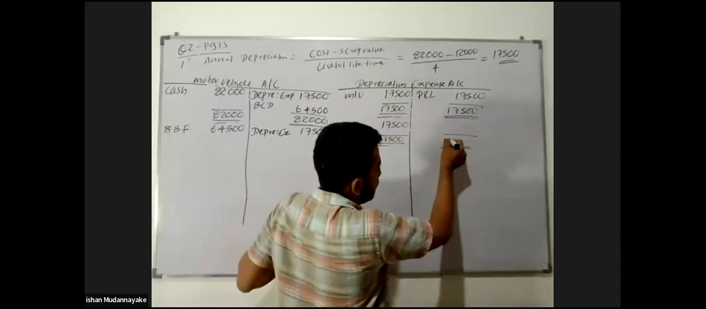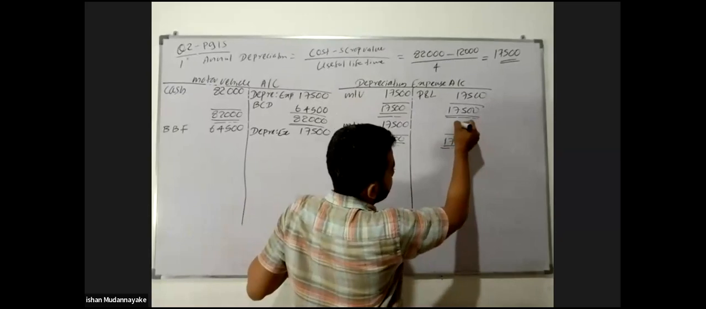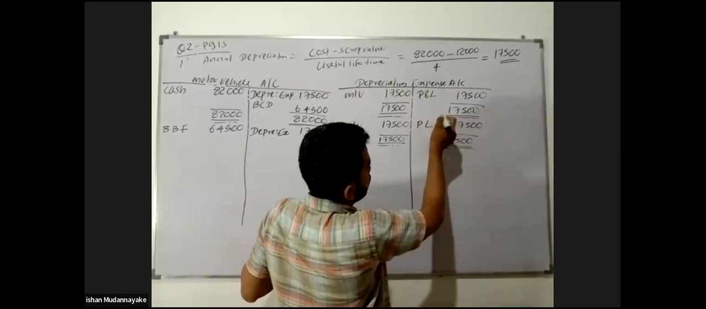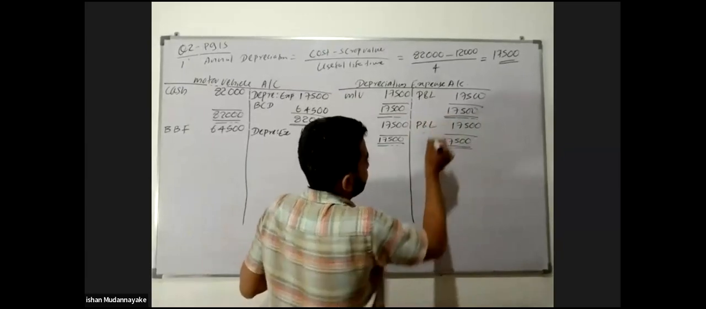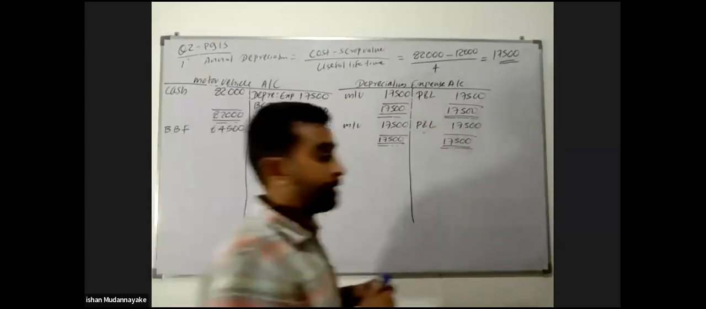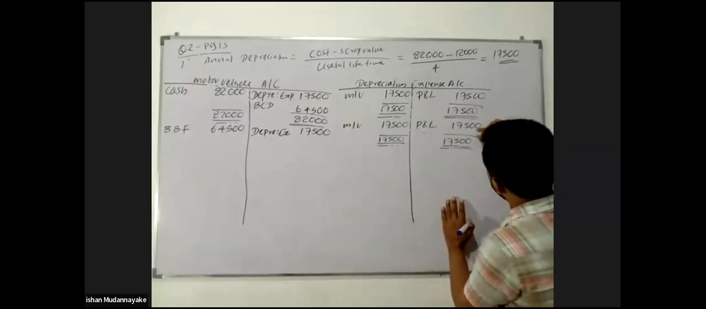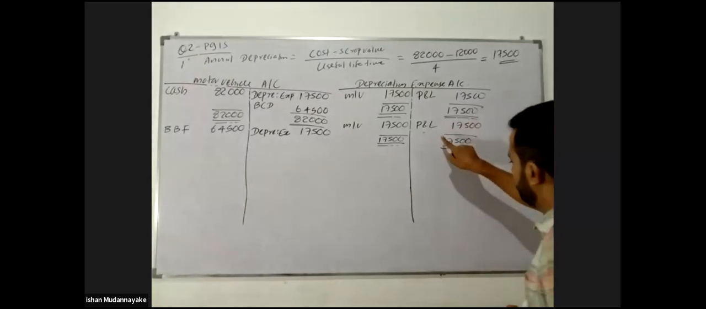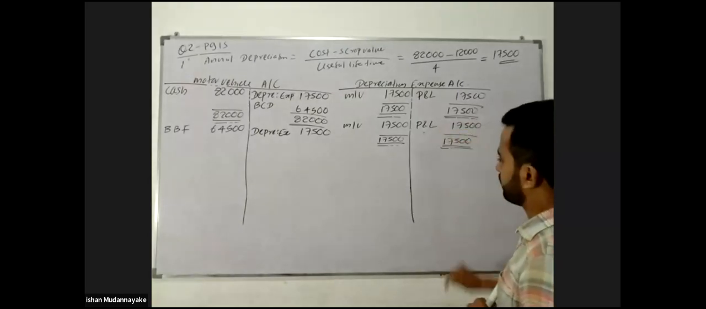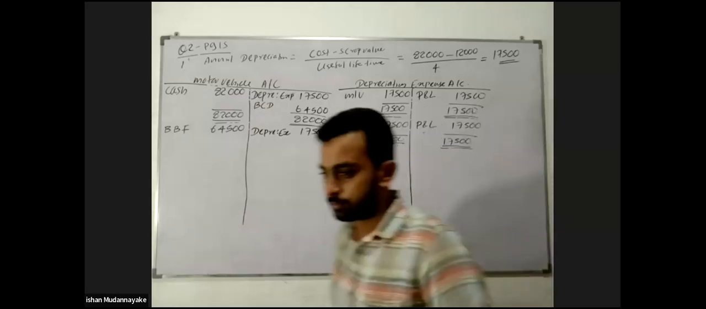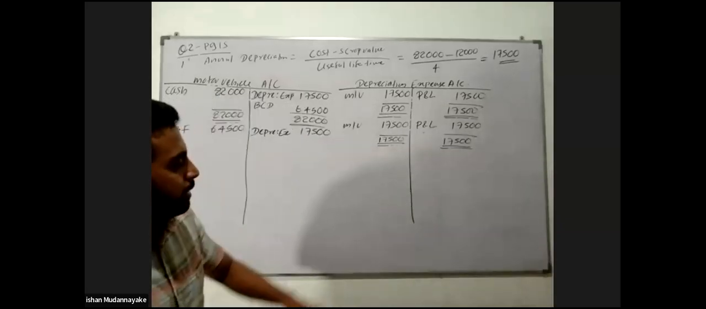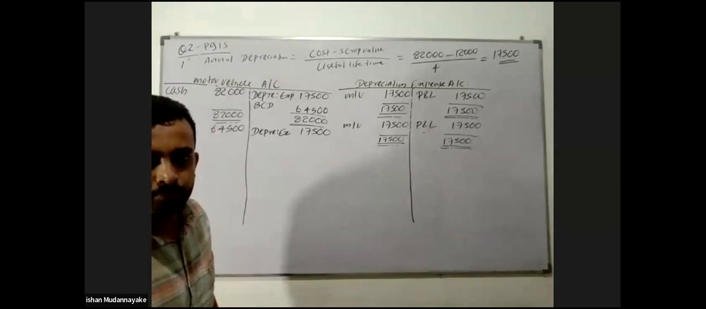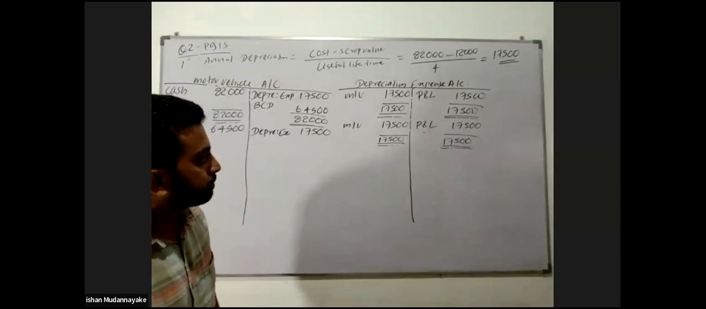17,500 transfer to profit and loss. This second year motor vehicle depreciation transfer to profit and loss.